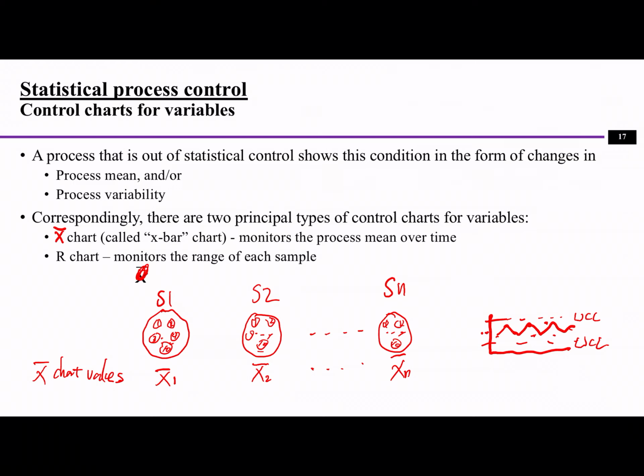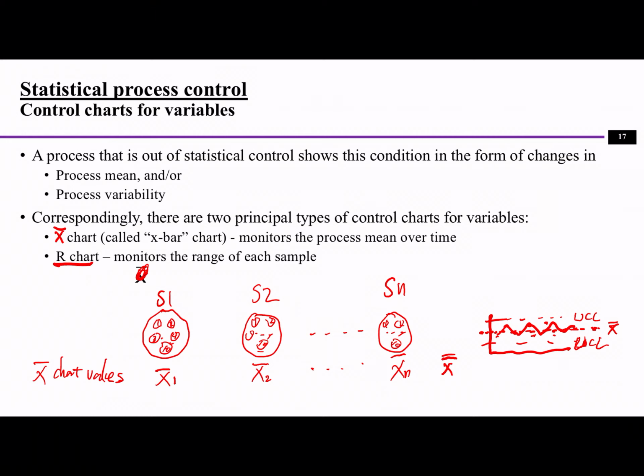And you can also calculate the mean of all these x bars. We call it x grand bar. So this value will be the x grand bar. So when I'm drawing a control chart, make sure you label or show the upper control limit, the lower control limit, and also the mean of all the x bars.